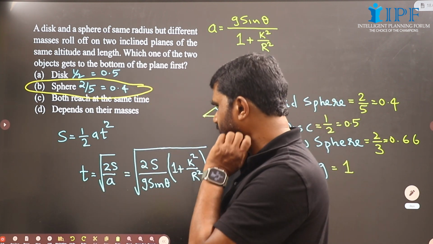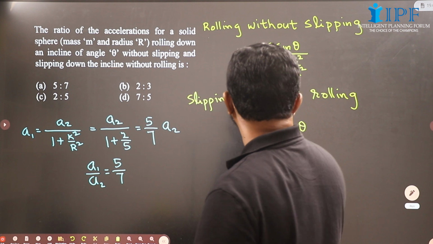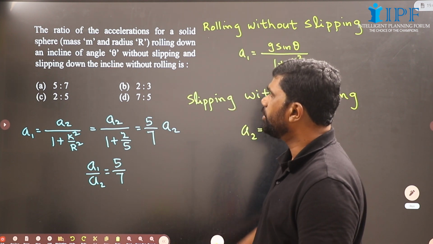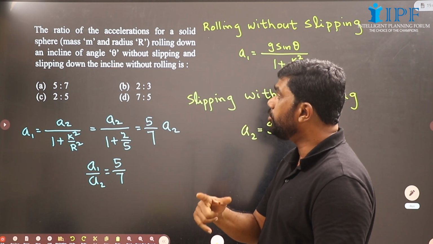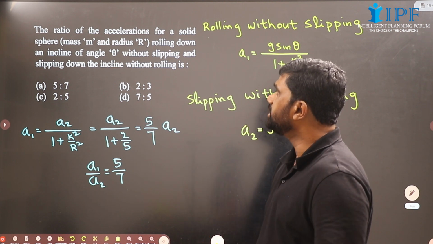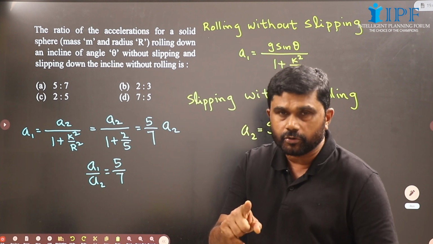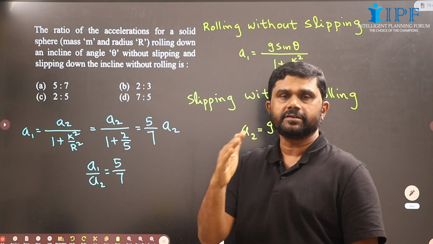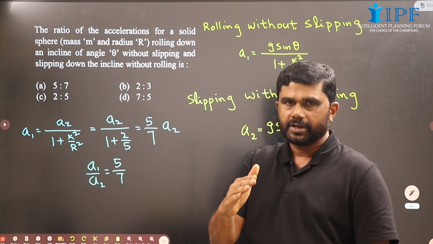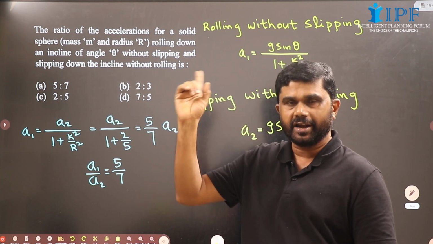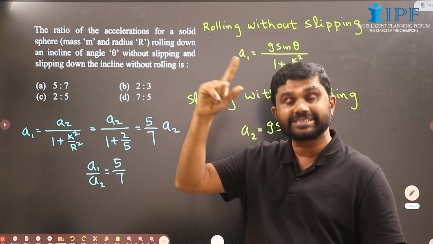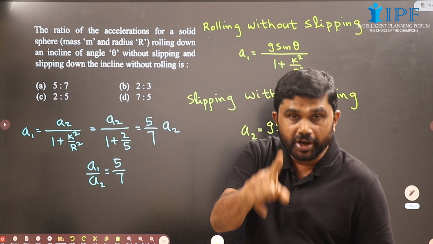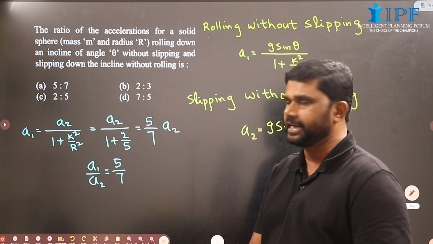Now children, let us see what we have next. This is the ratio of the accelerations for a solid sphere rolling down an incline of angle theta without slipping and slipping down without rolling. So first rolls, then slips. Earlier we have taken sliding as the first case and rolling as the second case, but in this particular question rolling is the first case and sliding is the second case.